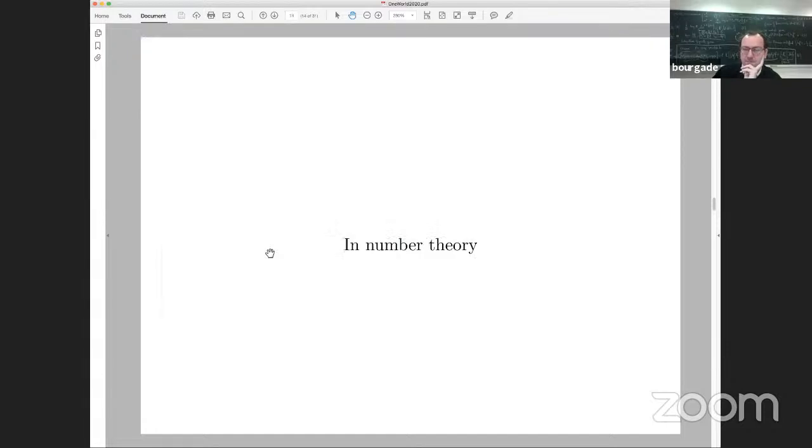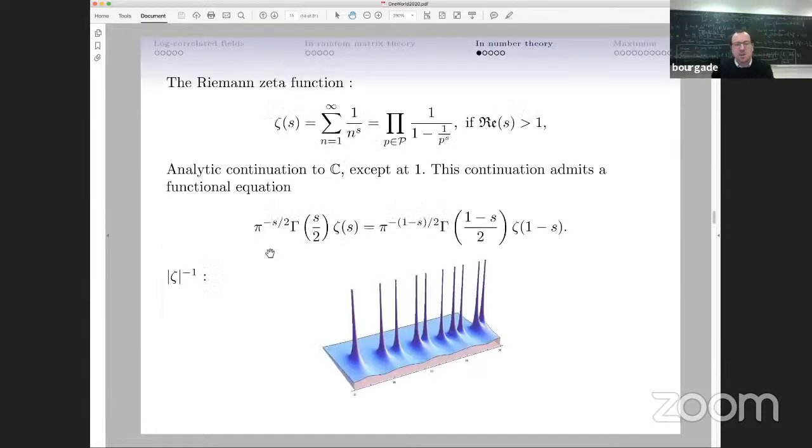Okay, let's go to number theory. So here is the object of interest. This is a function. It has two different types of writings. For the real part of s greater than one, it can be written as a Dirichlet sum or an Euler product, which is a product over primes. It has an analytic continuation to the full plane except at one. This continuation admits some symmetry, the functional equation here. And this is just a graph of the inverse of zeta so that you can appreciate how well the zeros seem to be aligned.